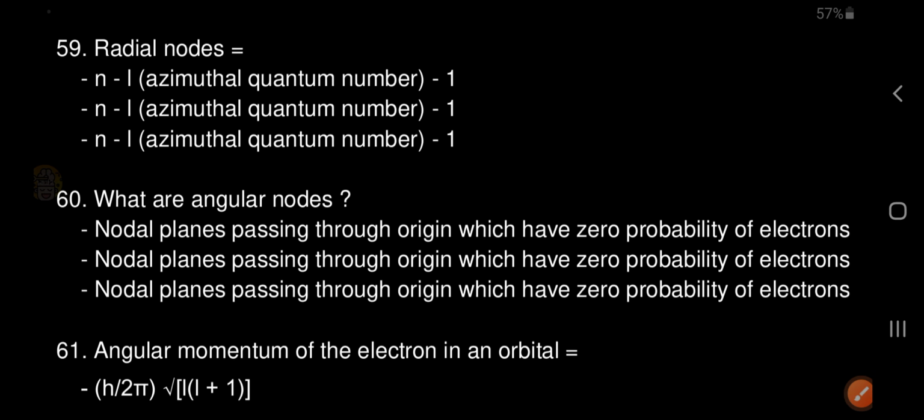What are angular nodes? Nodal planes passing through the origin which have 0 probability of finding electrons.